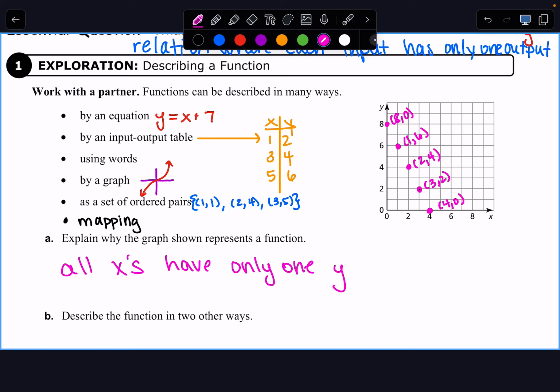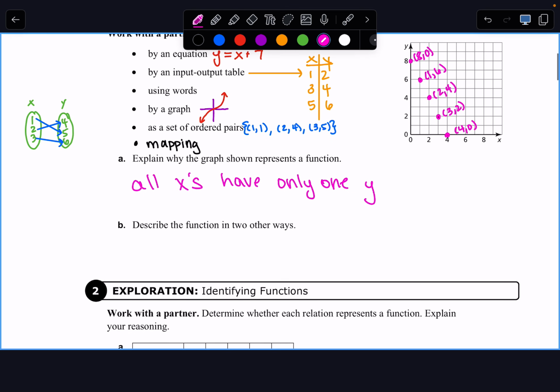Okay, so if I wanted to describe this function in another way, let's talk about what the mapping would look like. If we wanted to make a mapping, my x values are... oh my goodness, nobody stopped me there. What coordinate is this? This is 0, 8, and that's not what I wrote. Okay, so my x coordinates in that graph up there are 0, 1, 2, 3, and 4.